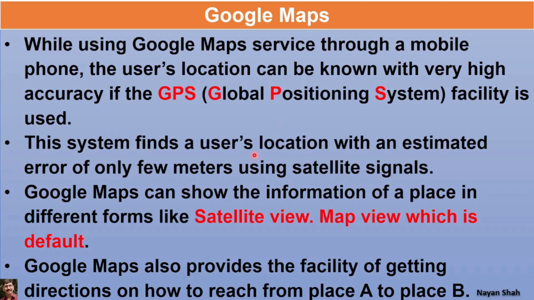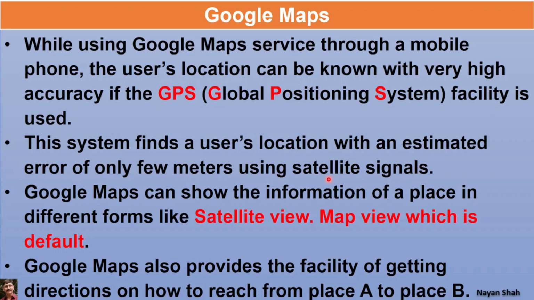This system finds a user's location with an estimated error of only a few meters. Now remember this, only a few meters. These words were written 9-10 years ago. Nowadays, Google Maps provides you the location which is exact or almost exact, with hardly a few feet of error. Many satellites are being used to trace the location of your mobile phone, so where exactly you are. Minimum 3 satellites, remember, are used to find the location where you are, and that method is called triangulation.